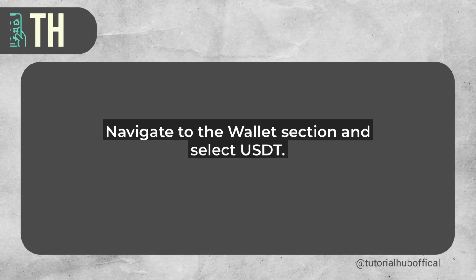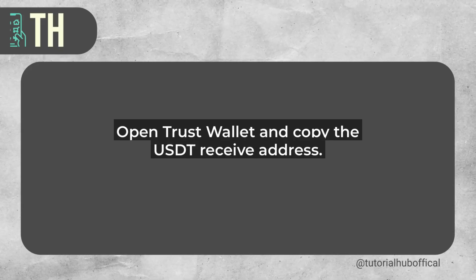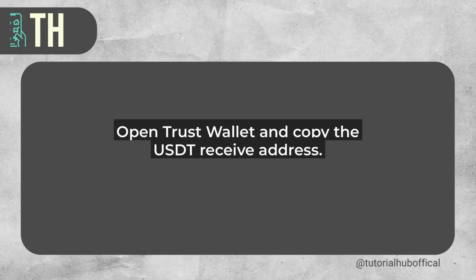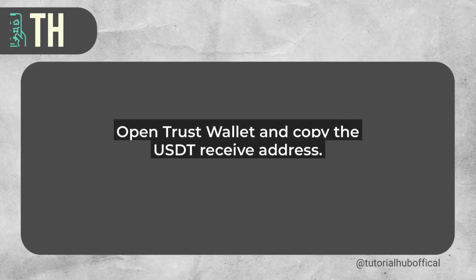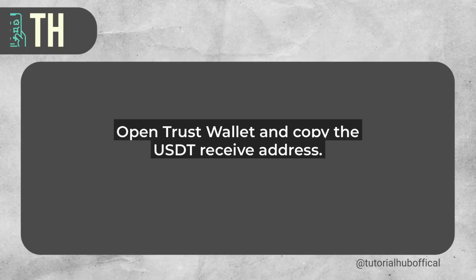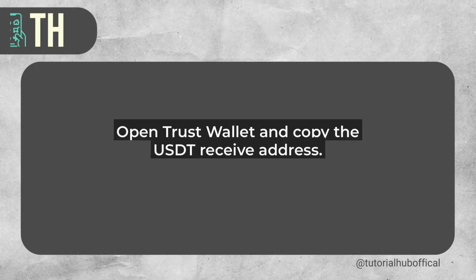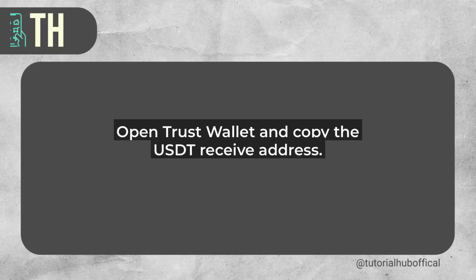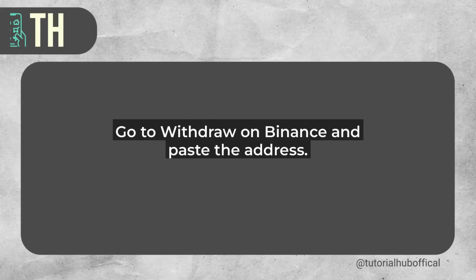Next, head over to your Trust Wallet. If you haven't added USDT yet, go to the Receive option for the BEP20 or ERC20 network. Double-check which one you're using, as Binance often defaults to BEP20 for faster, cheaper transfers in 2025. Copy the wallet address displayed on your screen. This is crucial, so don't skip this step.